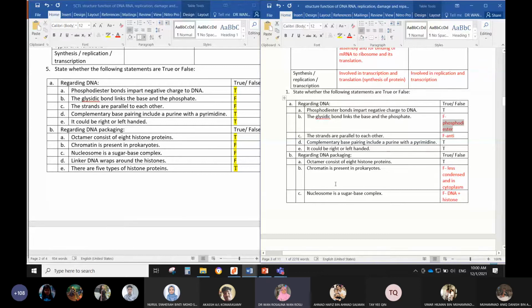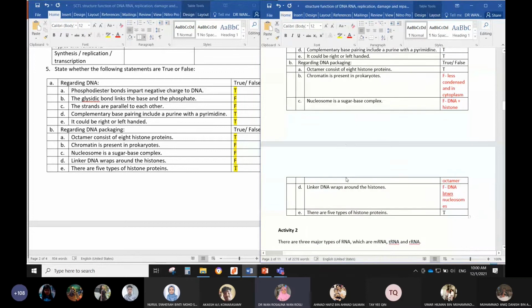If you see these prokaryotes under a microscope, you will see their DNA is just free floating. They don't have a nucleus. That's why they are prokaryotes. And then, the nucleosome is actually DNA and histone octamer, and the linker DNA is the DNA between the nucleosomes. It does not wrap around the histones. Alright, so everyone got it. Thank you.